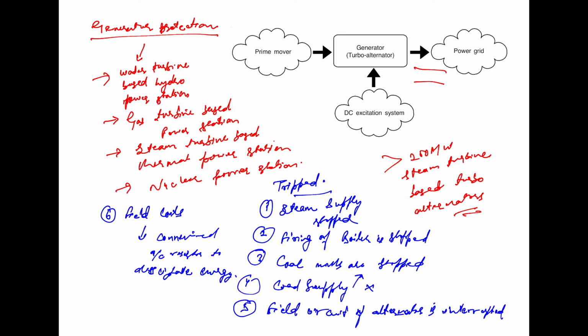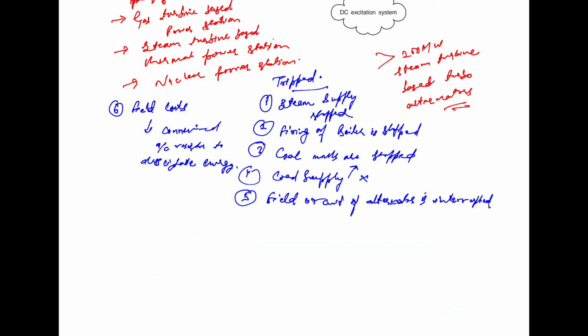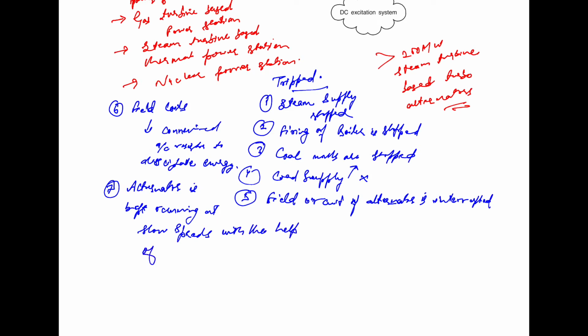Then the alternator is kept running at slow speed with the help of the bearing gear till it cools down uniformly, to avoid uneven expansion.